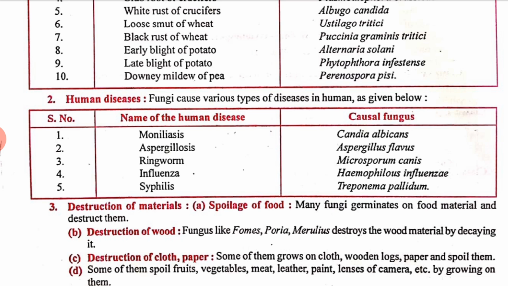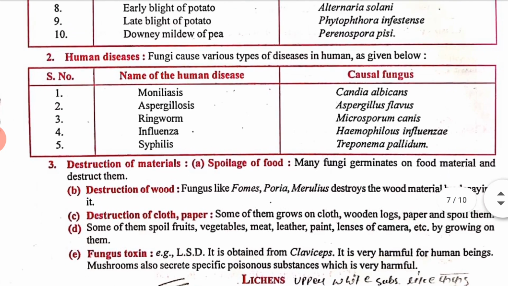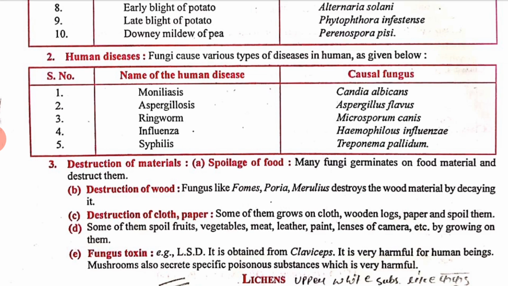by growing on them. Now, fungal toxins. An example is LSD, which is obtained from Claviceps, and it is very harmful for human beings. Mushrooms also secrete specific poisonous substances, which are very harmful. So this is all about fungi, the harmful effects as well as the useful aspects.